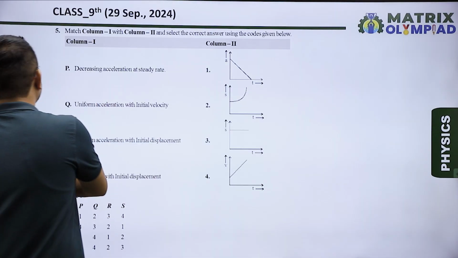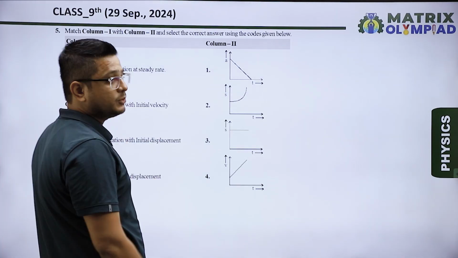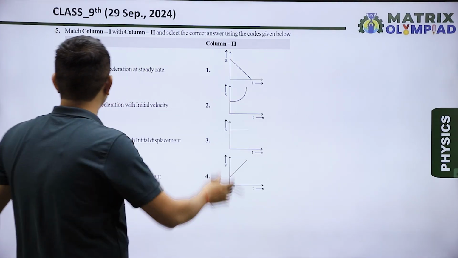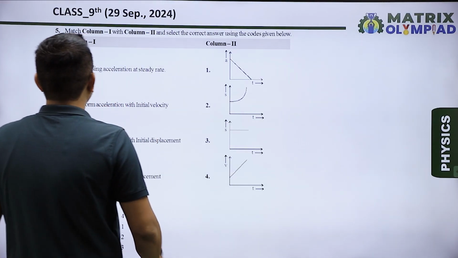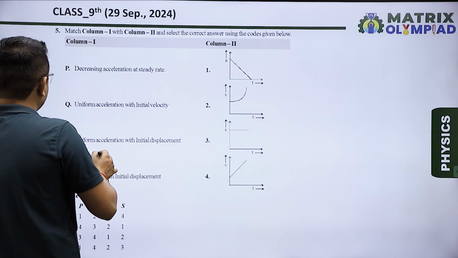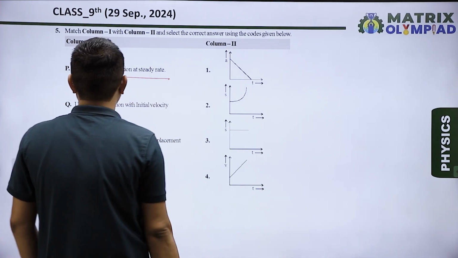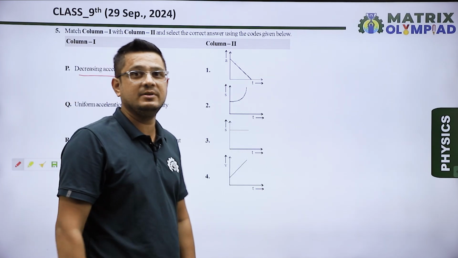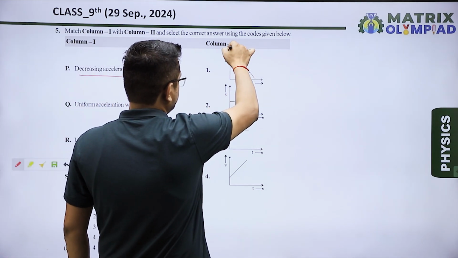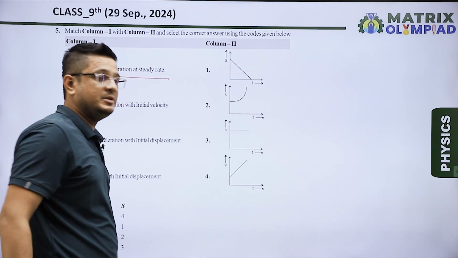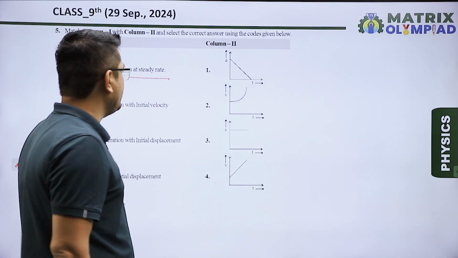Next question. Question number 5. Match column 1 with column 2. So there are some graphs given. We have to match them with column 1. Okay. So for the first, we can see in the first, decreasing acceleration at a steady rate. That means acceleration is decreasing with respect to time. So in graph number 1, we can see the acceleration is decreasing at a steady rate. Steady rate means linearly.